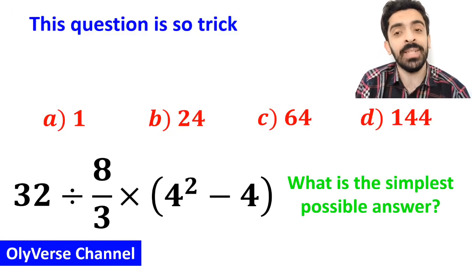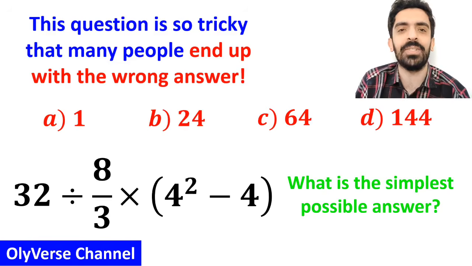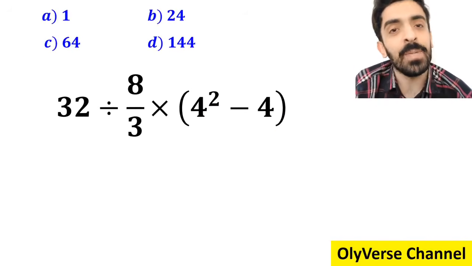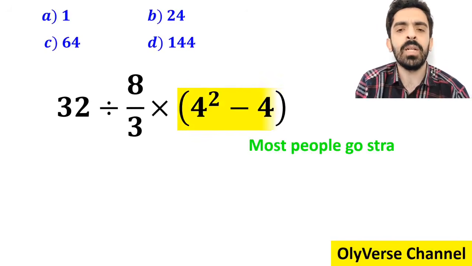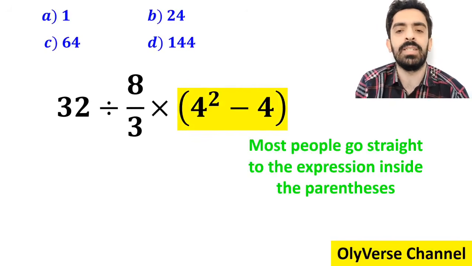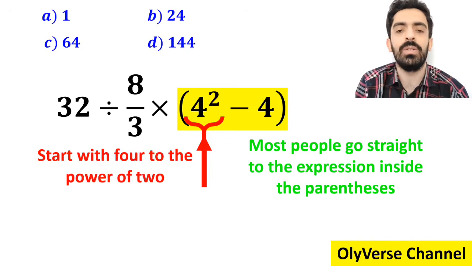This expression is so tricky that many people end up with the wrong answer. Let's go step by step and solve it together. And the first step of solving this question, most people go straight to the expression inside the parentheses and start with 4 to the power of 2.